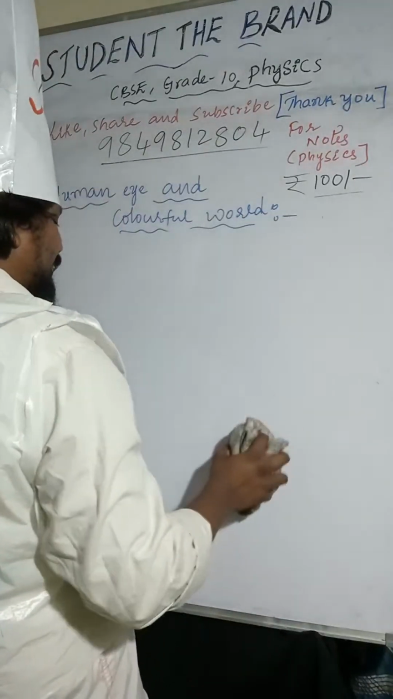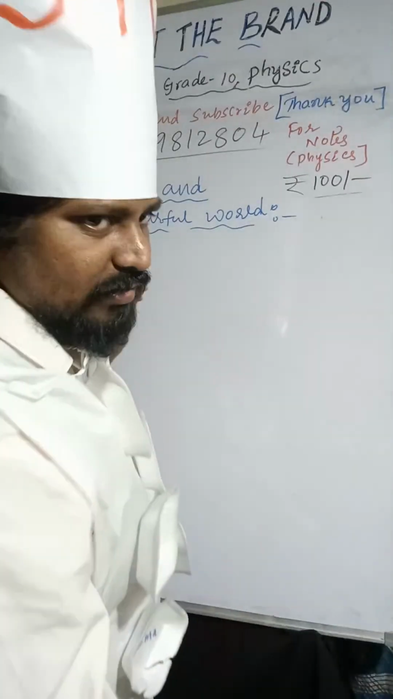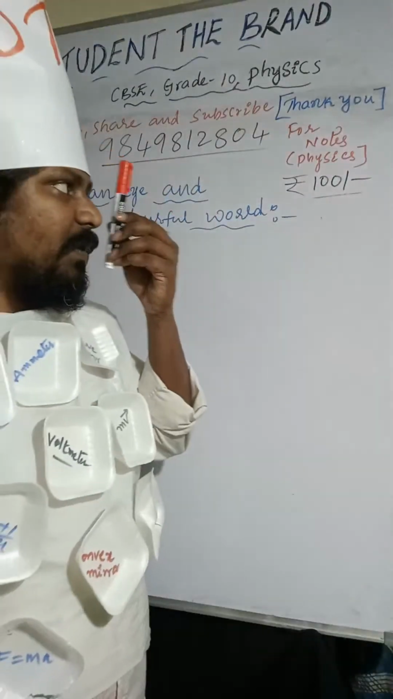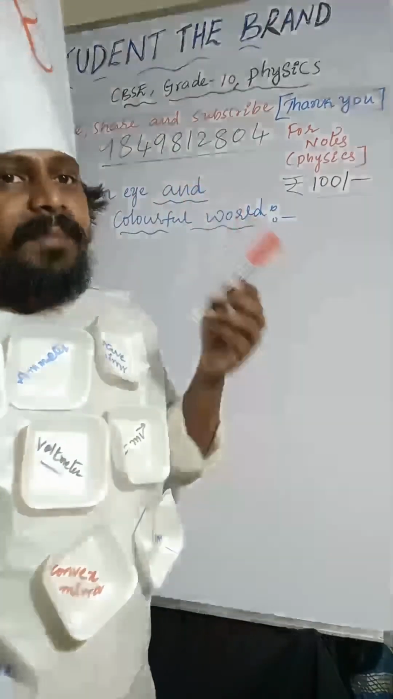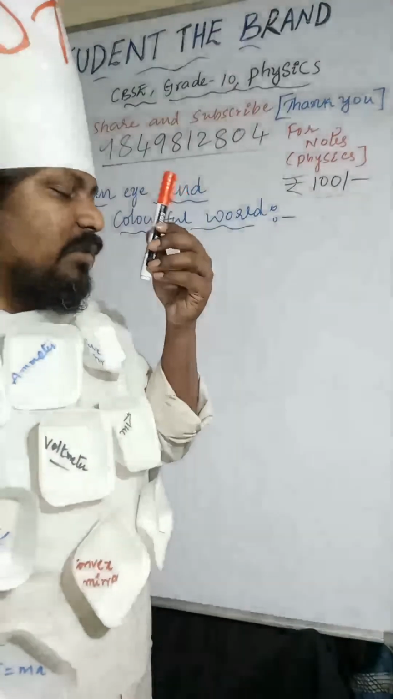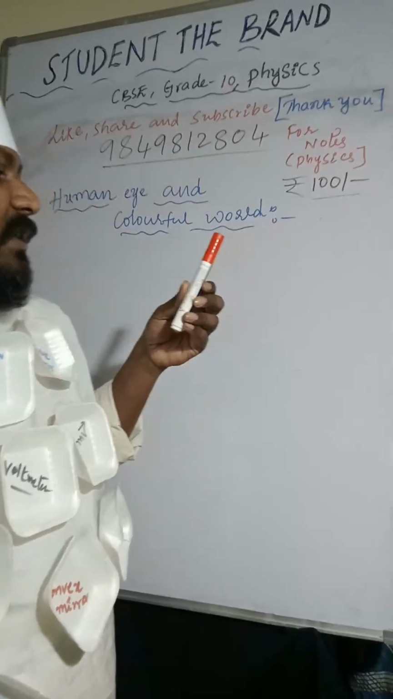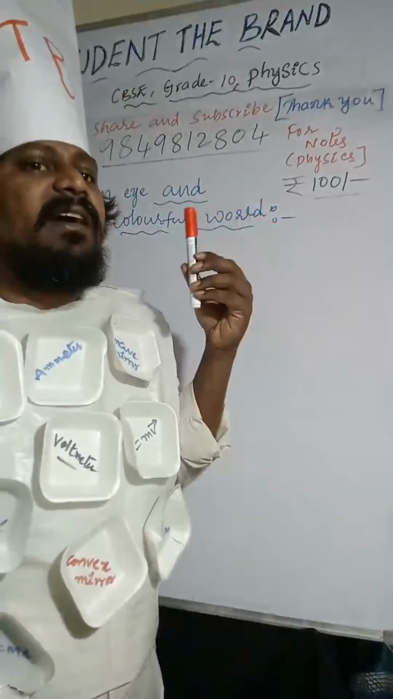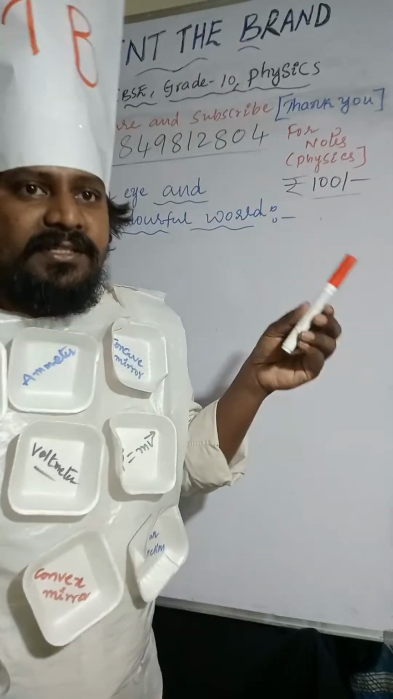Below the near point, a person can't see clearly. If I place this marker below 25 centimeter, my eyes will get strain and pain after a certain time. So we have to keep a certain distance where we can see comfortably. That distance is called the least distance of distinct vision.